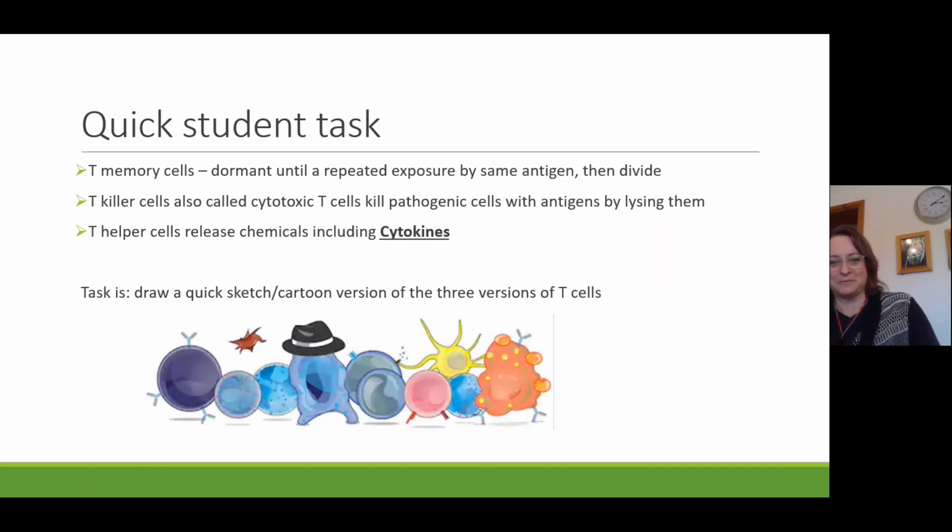If we had time, and we have time, you can produce cartoons and see if we can make cartoons out of those different immune cells to show their functions.